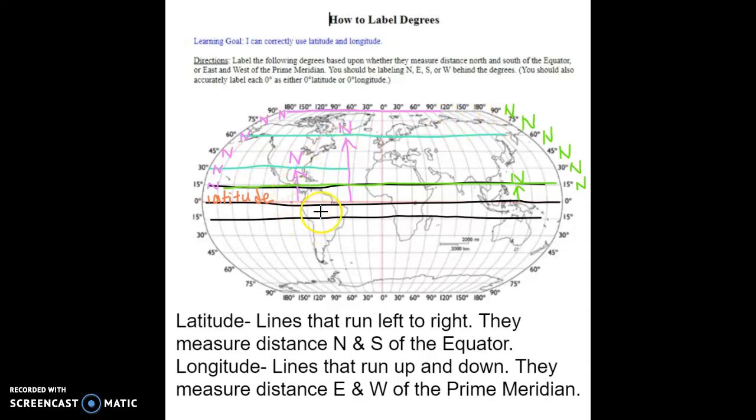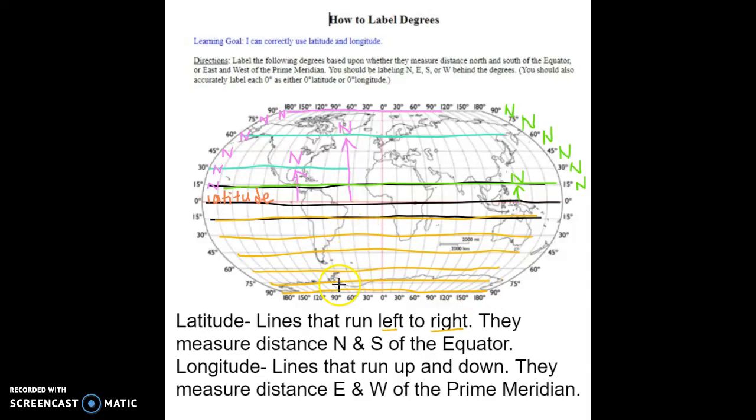The same is going to be true when we are looking at these lines down here. These are latitude lines. So this 15 degrees right here is a latitude line. It is running from left to right. This 30-degree line is running from left to right. So is this 45, this 60 degrees, 75 degrees, and also this 90-degree line straight down here.